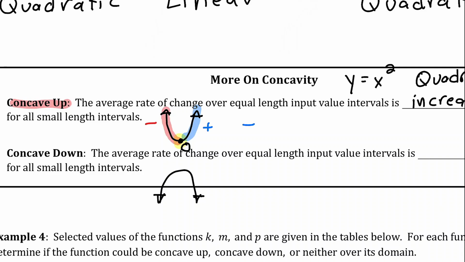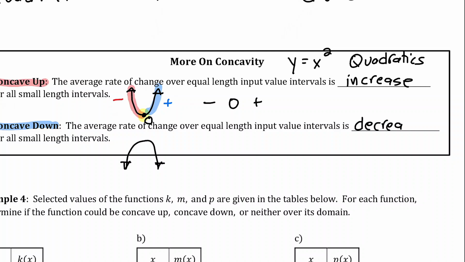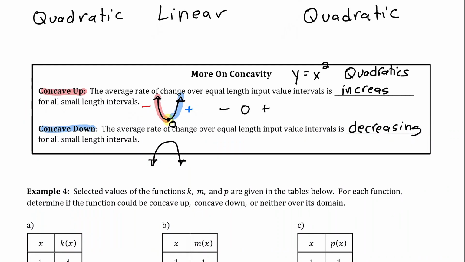So again, it goes from negative, to 0, to positive. Do you see how that's increasing, right? My rate of change has a negative rate of change, it's going to 0, and then it's going to be going up. It's increasing. It's going up. If it's concave down, it looks like a sad face, and again, the rate of change is going to be decreasing. I should say increase is increasing, sorry.